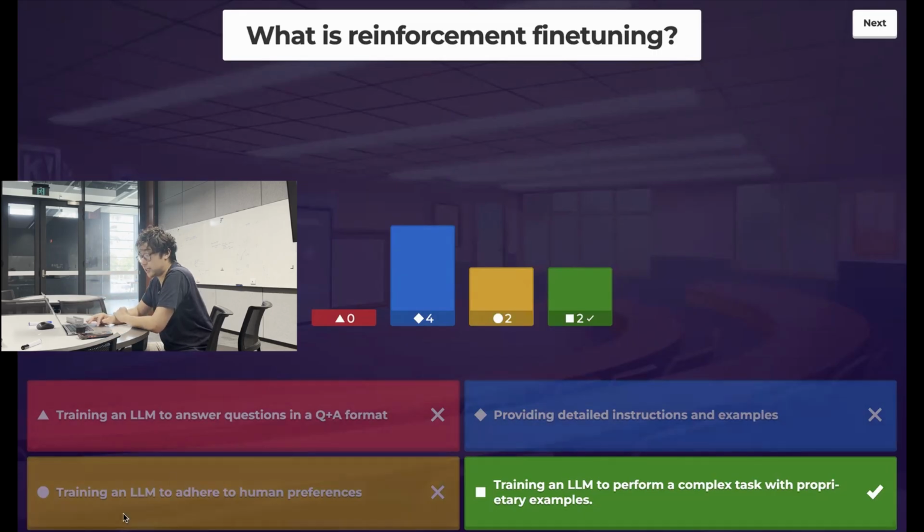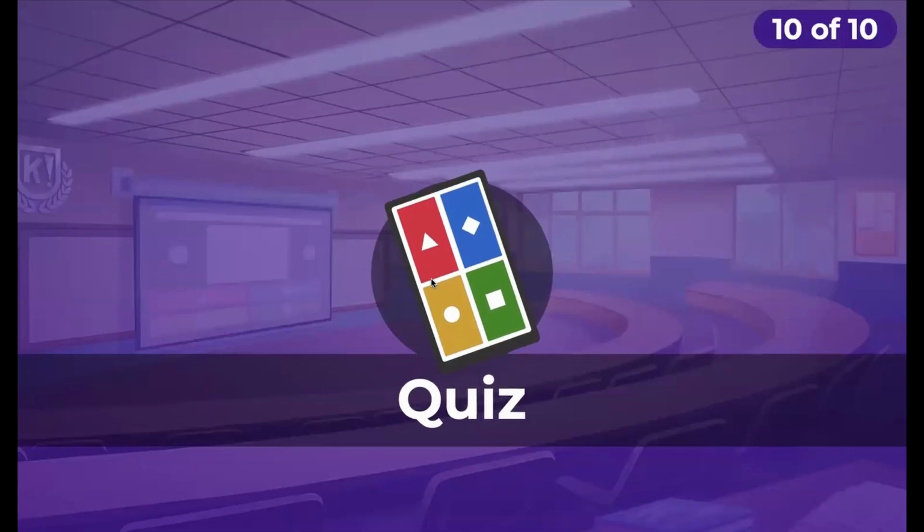Okay. Training an LLM to adhere to human preferences is one of the training steps in large language models, the very last step, called reinforcement learning from human feedback or direct preference optimization. We also call that step alignment, so it's aligning to human preferences. And then reinforcement fine tuning is training an LLM to perform a complex task, usually with proprietary examples. Okay, so that is examples that are specific to the task itself or specific to the company. A lot of companies will use this step. Okay, and then final question.